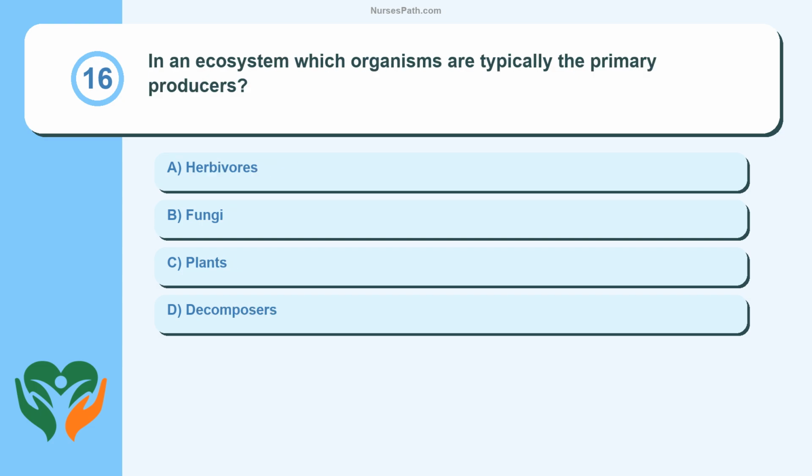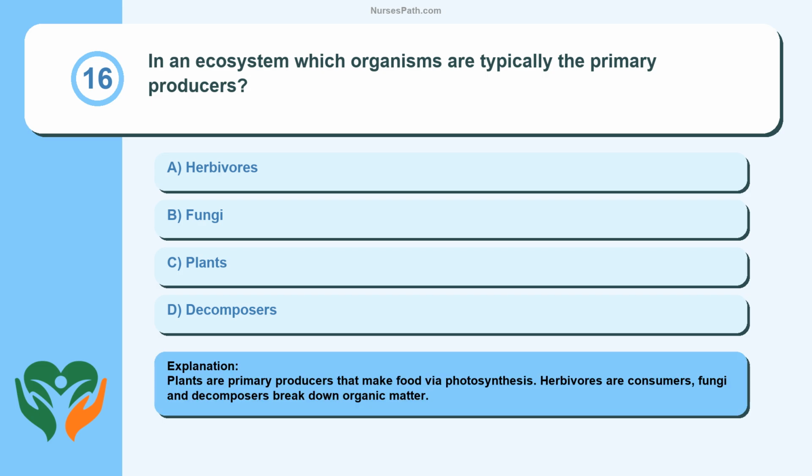Question 16. In an ecosystem, which organisms are typically the primary producers? Herbivores, fungi, plants, decomposers. Plants are primary producers that make food via photosynthesis. Herbivores are consumers, fungi and decomposers break down organic matter.